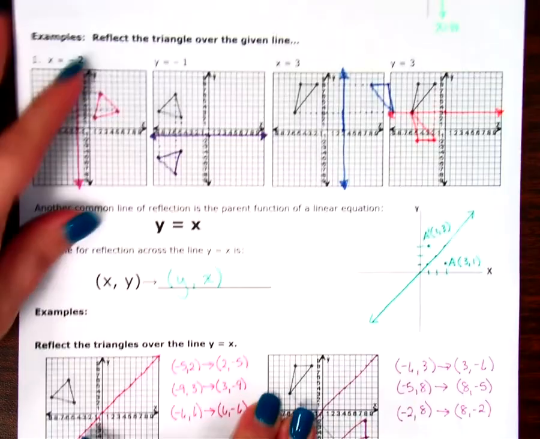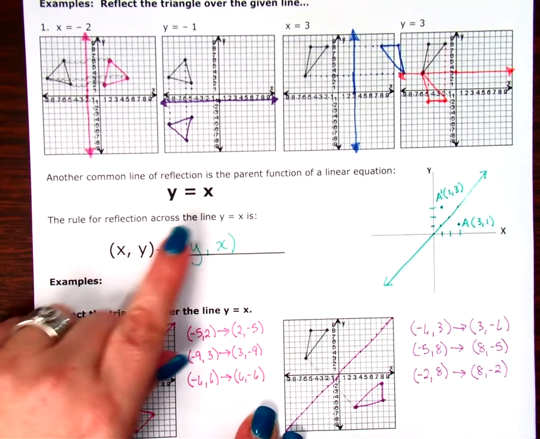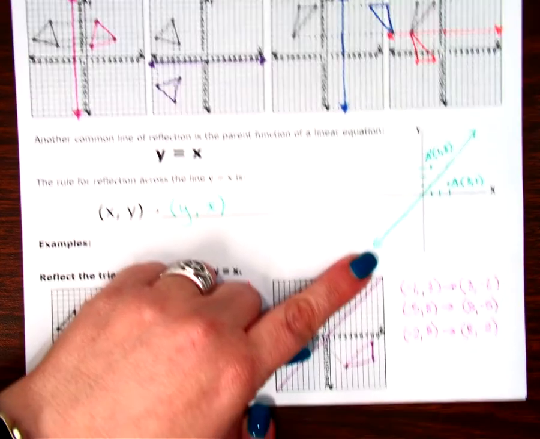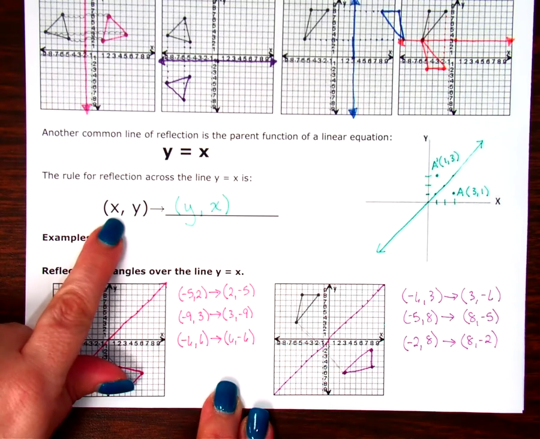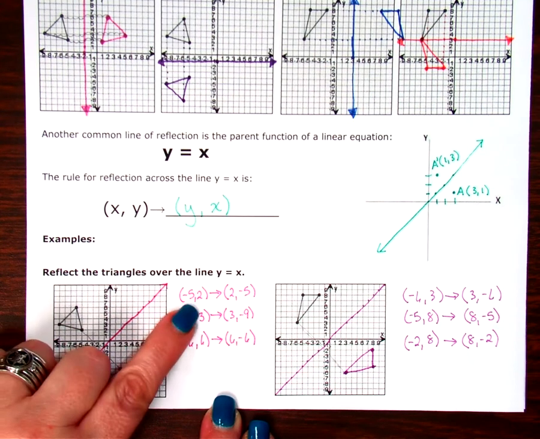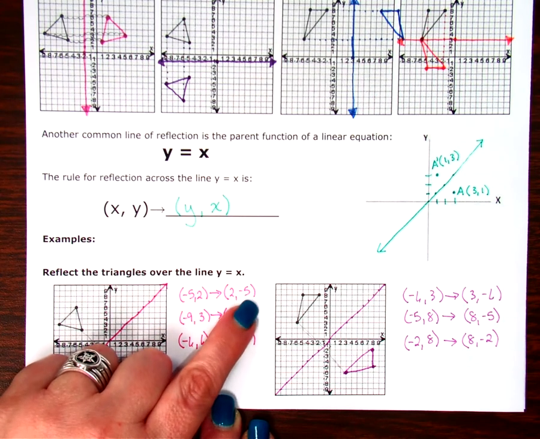Then we looked at graphing across, or reflecting across, the line y equals x, our parent function of the linear equation. And all you have to do is take your x and y coordinates and flip them, your x and your y. So negative 5, 2 becomes 2, negative 5.